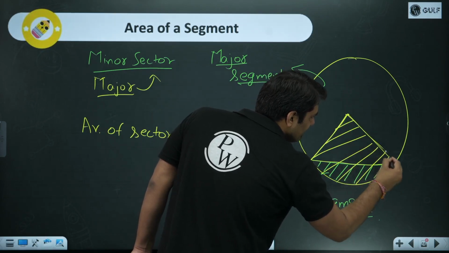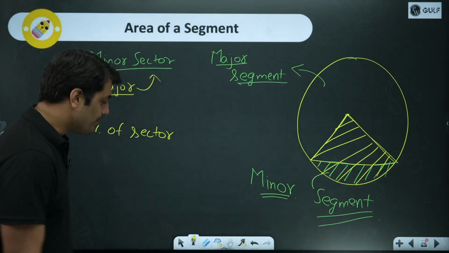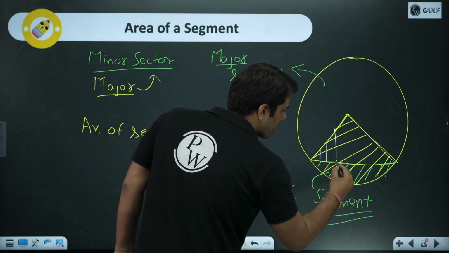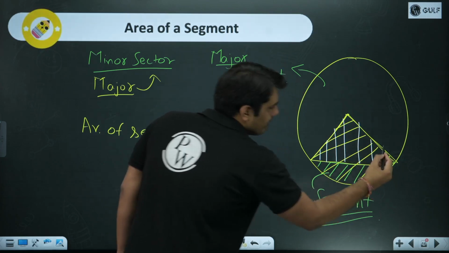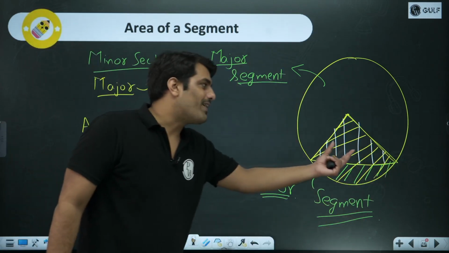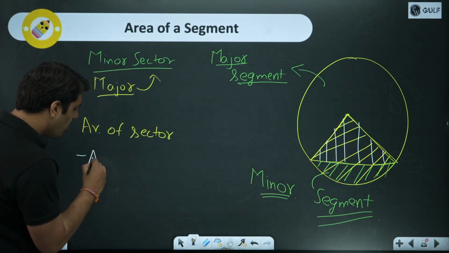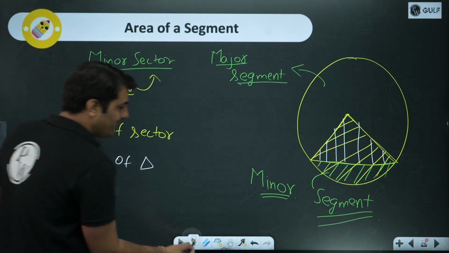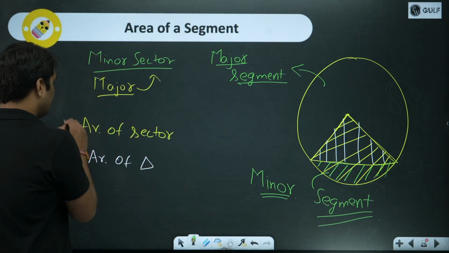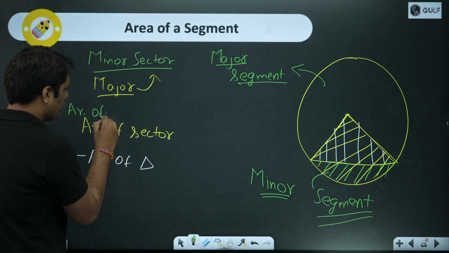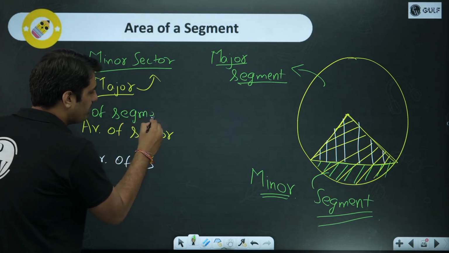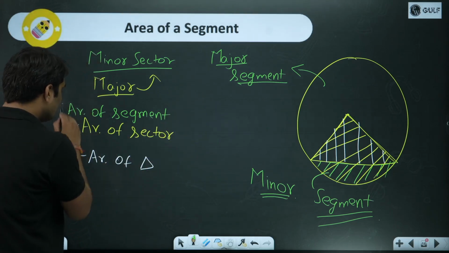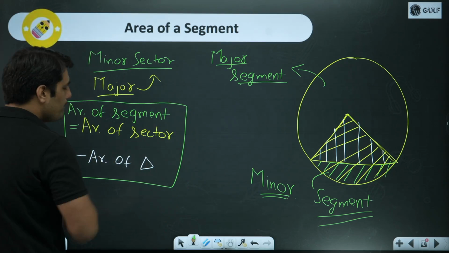If I subtract the area of the triangle, what will happen? If it's not visible, let me draw another line over here. This white one is the triangle I am talking about. So if I subtract the area of the triangle, what will I get from this? From this I'll get the area of the segment. So area of segment is equal to what? Area of segment is basically equal to the area of sector minus the area of the triangle.